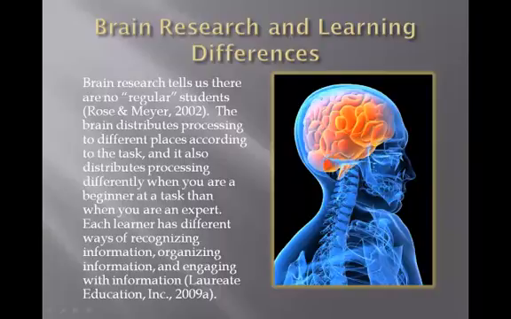Brain research really helped us understand learning differences. It tells us that there is no regular student. The brain distributes processing to different places according to the task, and it also distributes processing differently when you are a beginner at a task than when you are an expert. Each learner has different ways of recognizing information, organizing information, and engaging with information.